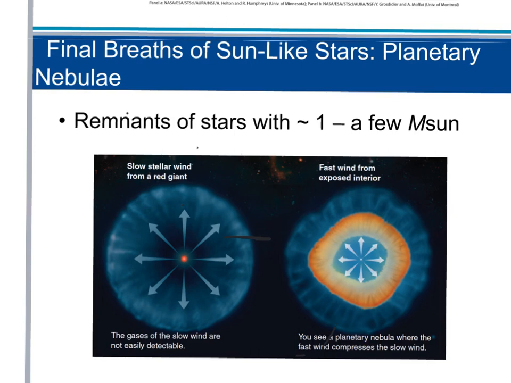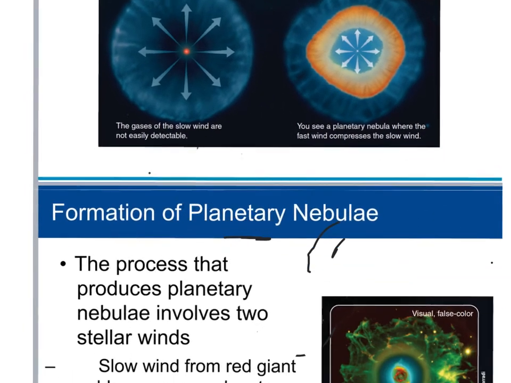So here we see the slow stellar wind from a red giant. The cat eye, and the gases of the slow wind are not really easily detected. We see them in the infrared right here. And then here's a faster wind. We can tell that's faster. This is a different color. Red and white typically glow hotter, and that indicates the molecules are moving faster. It's not perfect. You can see that asymmetric pattern right here.